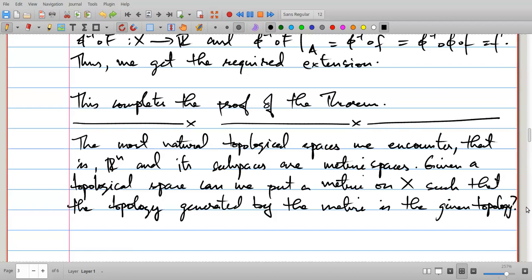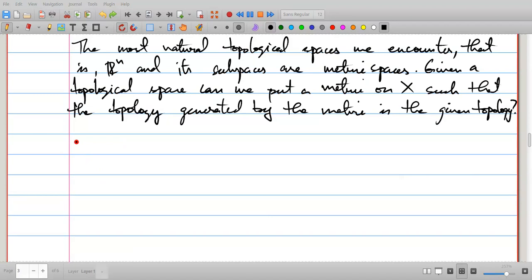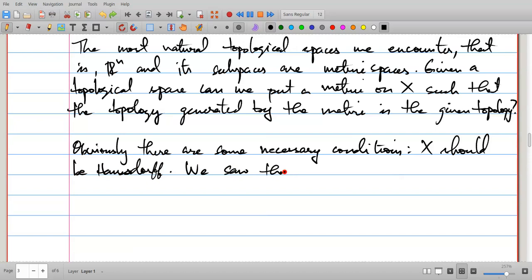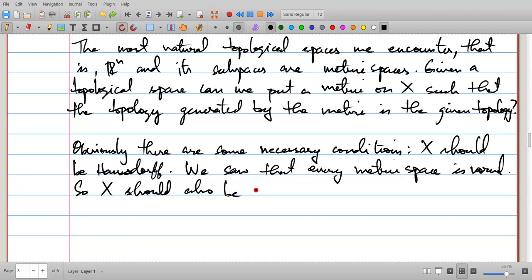So this is a natural question, and obviously there are some necessary conditions. So for instance, X should be Hausdorff at the very least. And we also saw every metric space is normal. Right? So X should also be normal if the topology were to arise from a metric.